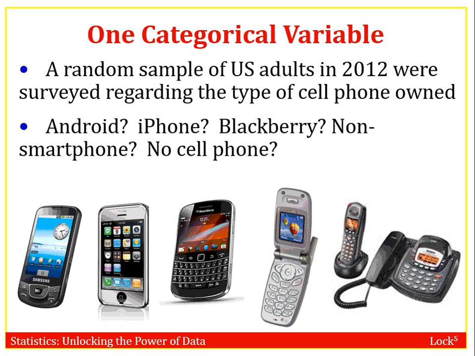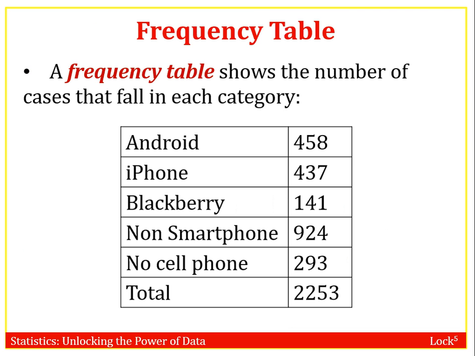So let's take a look at this. We have the survey. We want to know what kind of phones people are using. Well, here are our results. It's a frequency table. There were 458 people that had an Android phone, 437 people that had an iPhone, 924 people that did not have a smartphone, and so on, with our total at the bottom. So this is a frequency table.